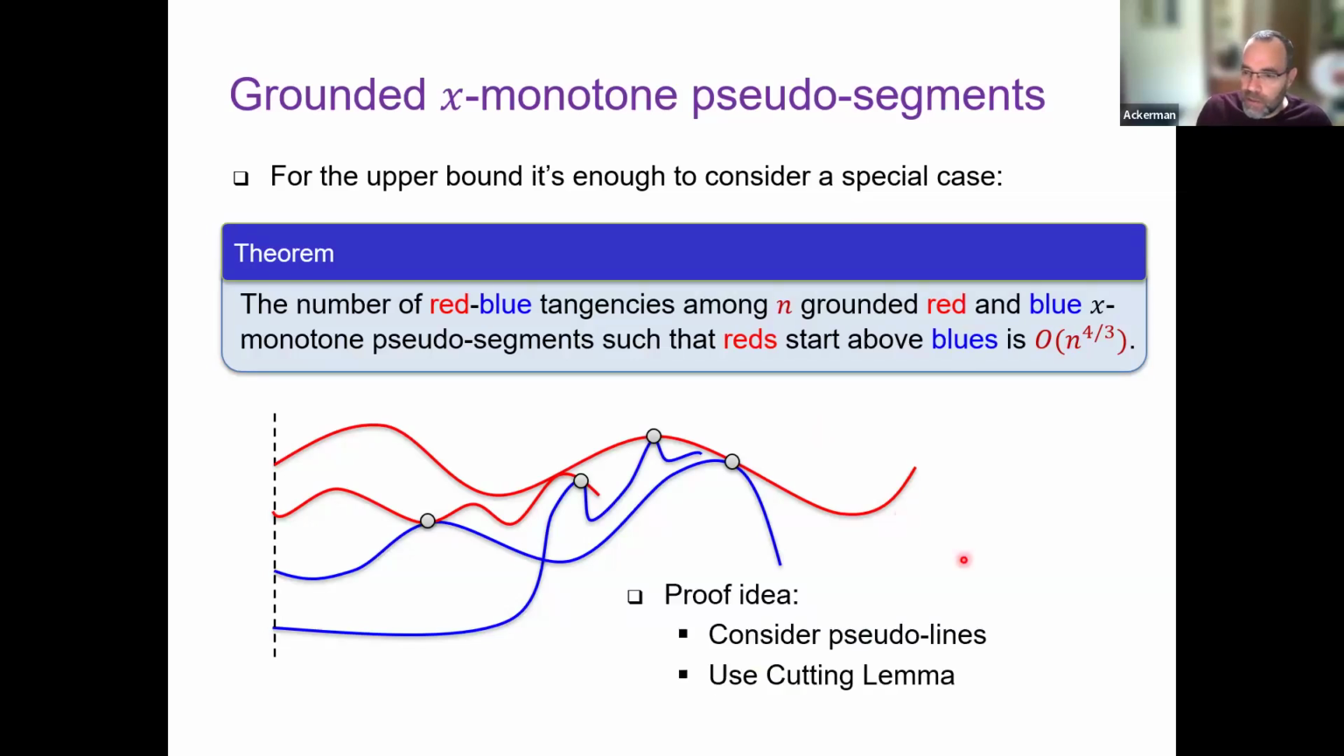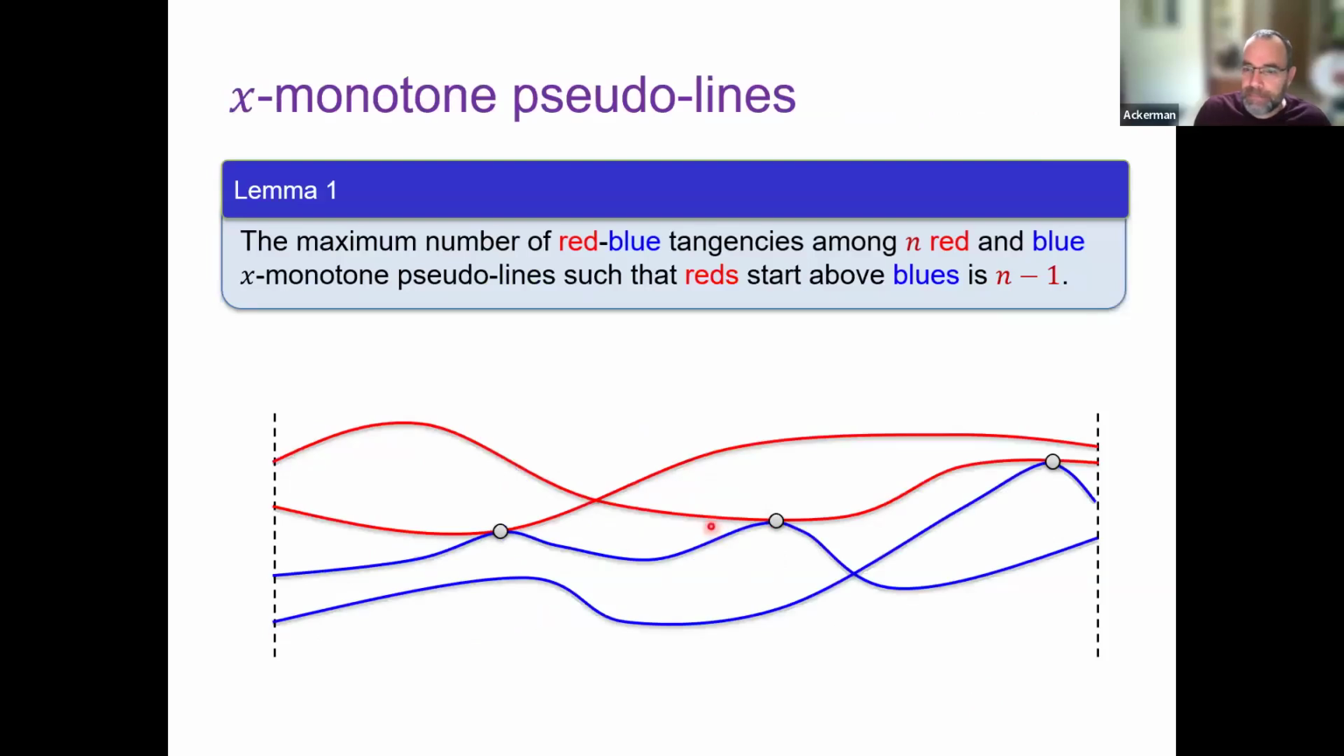To prove this case, we consider pseudo-lines and also use the cutting lemma for the case of x-monotone pseudo-segments. So the first lemma: now we consider pseudo-lines. So the pseudo-segments are infinite in both directions. And for this case, it's easy to show that the maximum number of red-blue tangencies is n minus 1.